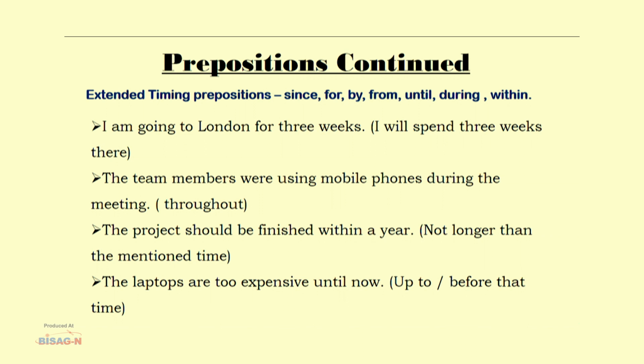It says the project should be finished within a year. Within का मतलब होता है कि उस समय तक या उस समय से पहले, उस समय के अंदर हम उस प्रोजेक्ट को ख़त्म कर लेंगे. We'll finish the project within that given time frame or within that mentioned time. The next is, it says the laptops are too expensive until now. Up to or before that time, it was expensive. They were expensive.